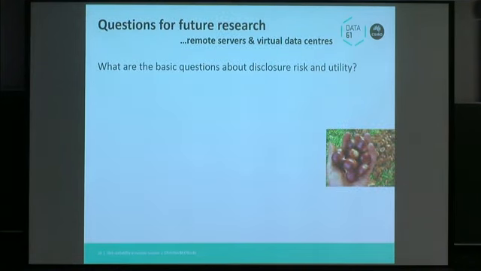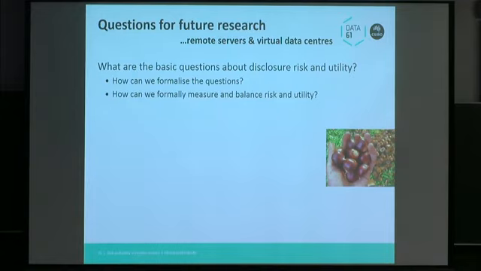Some of these are the old chestnuts, okay? So we need to think again, I think, in that context about what are the basic questions about disclosure risk and utility. How do we formalise the questions? How can we formally measure and balance risk and utility? I'm very convinced that we will be asked by the public even, not only by the lawmakers, to get more formal about this.